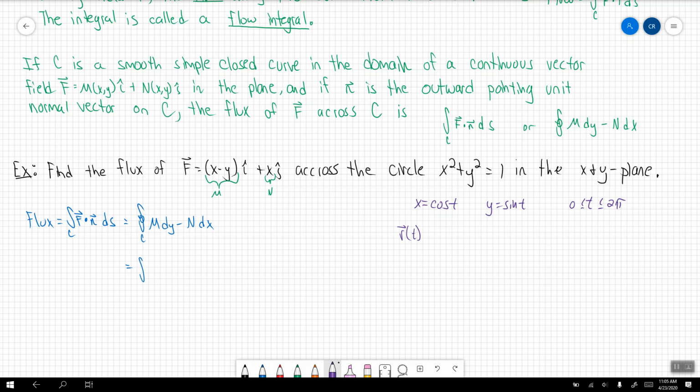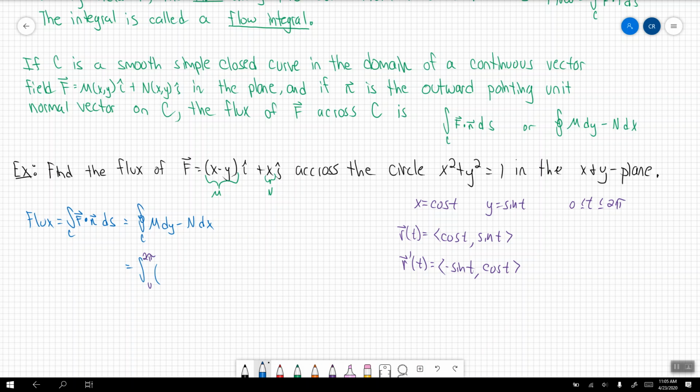So when I'm looking at r of t, in other words, this vector position function for my circle, this is just cosine t, sine t. Now if I look at its derivative, and I'm going to want its derivative in a little bit, it's negative sine t, cosine t, just like that. The reason I say I want the derivative now is because I'm going to do my parametrization here. So this curve is going to go from 0 to 2 pi.